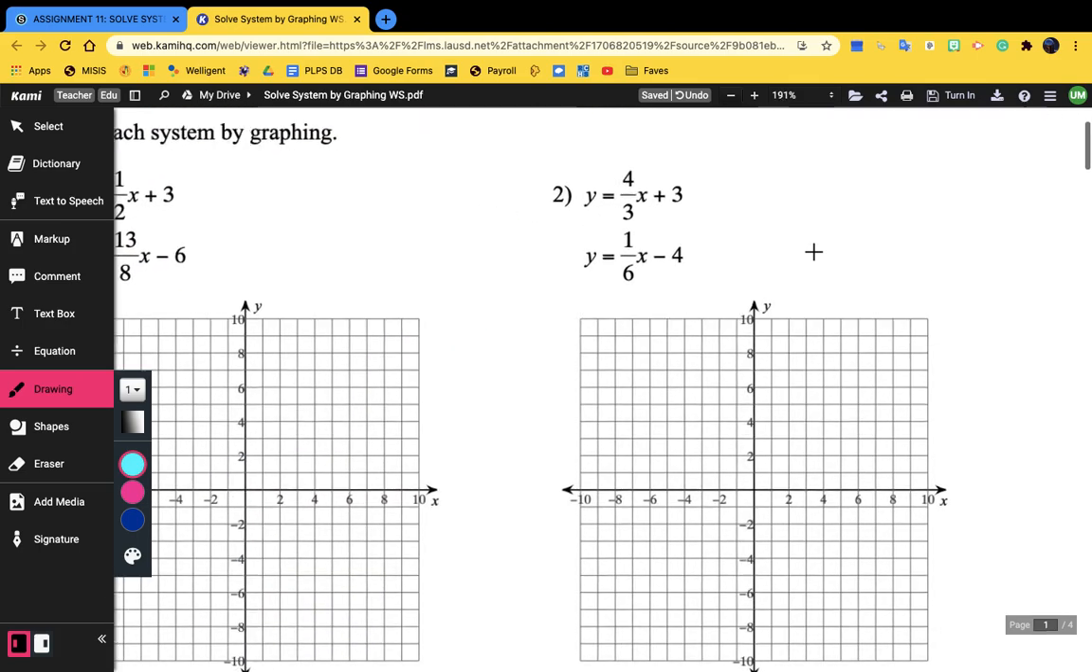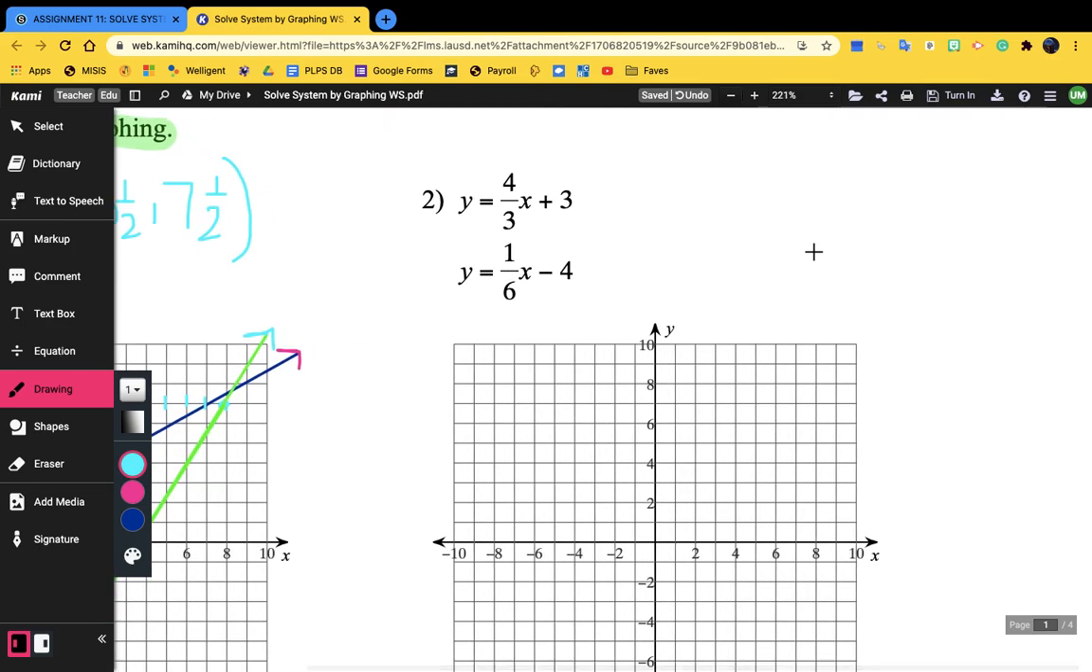So let's do the second system. Let's go back over here and let me pick green this time. I'm going to circle my M, my slope, and I'm going to circle my B, my y-intercept. Go back and go traditional black here. My M, my slope, and my B, my y-intercept.